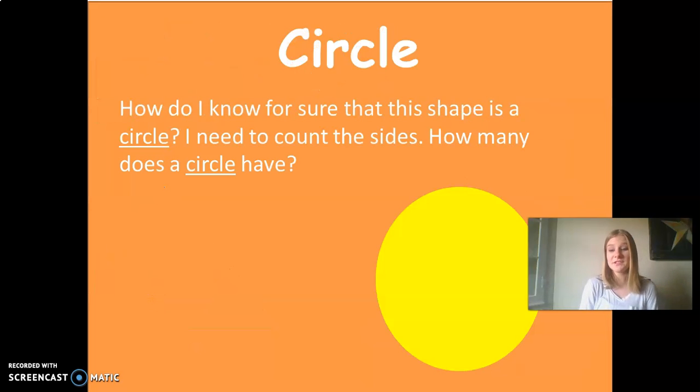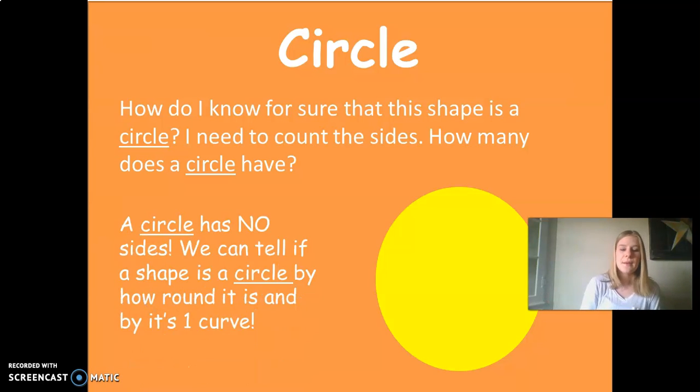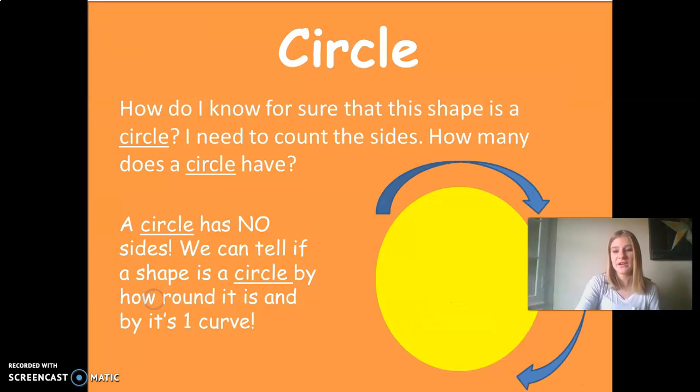So let's talk about a circle next. If you knew this was a circle, great. If not, now you know. How do we know that the shape is a circle? We have to count its sides. But a circle has no sides, scholars. We can tell if a shape is a circle by how round it is and by its one curve. So these blue arrows on the screen are showing you that it is going around the circle. That's its curve that never stops.